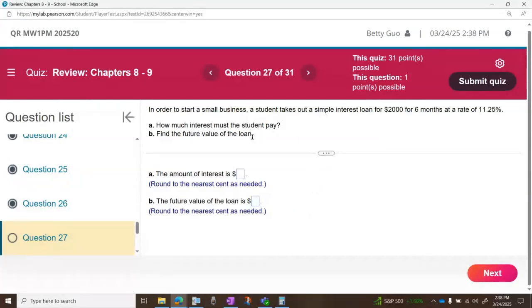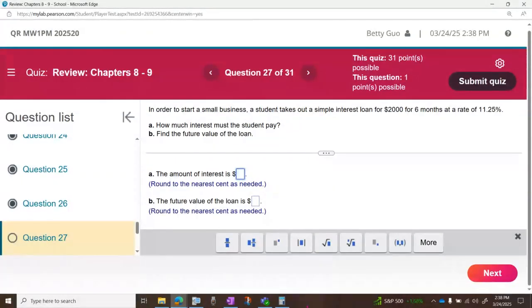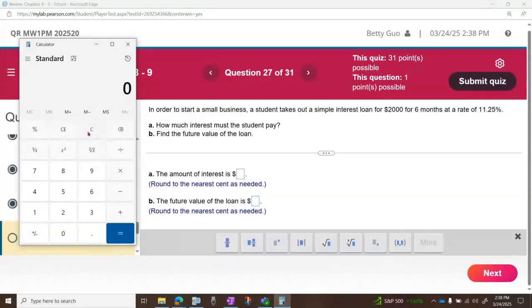This one, simple interest because it's a loan. In order to start a small business, the student takes out a simple interest loan for $2,000 for 6 months at a rate of 11.25%. How much interest must the student pay? Okay, let's see. He borrowed $2,000. Multiply that by the interest rate, which is 0.1125. That's how much interest for 1 year.